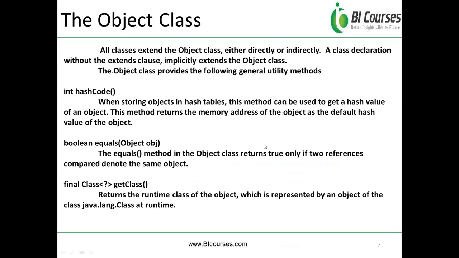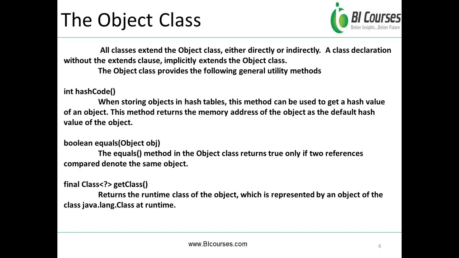Object class. All classes extend the object class either directly or indirectly. So we need not extend it. If we write a test class, that test class need not explicitly use the extends keyword and write the object class. Implicitly, our normal classes extend the object class.